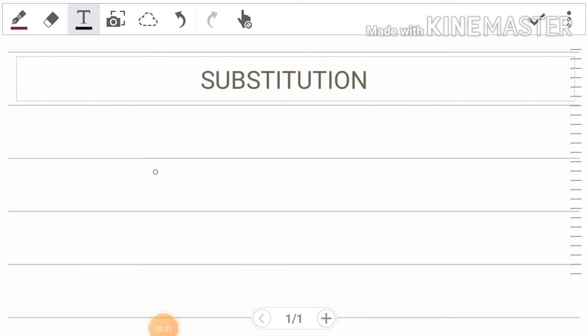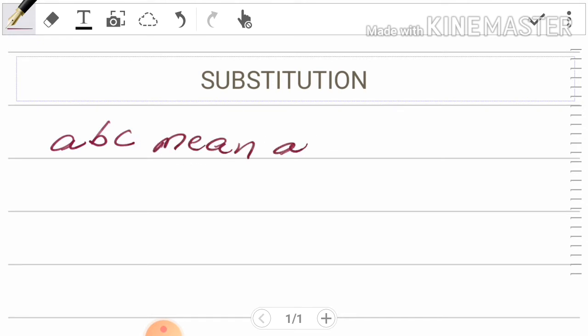Okay, here again, in this video we're looking at substitution. In substitution, what happens is a number normally takes the place of a letter. But before we can substitute, we really need to find out what the meaning is of the various expressions that we normally have. For example, let us say we have an expression that says ABC. This really means A times B times C.